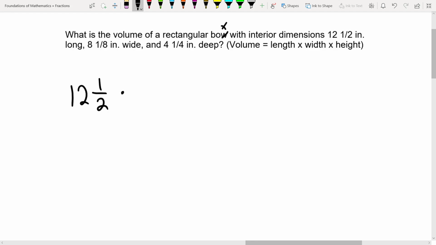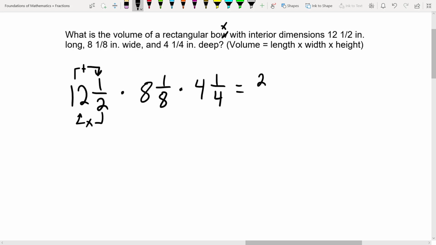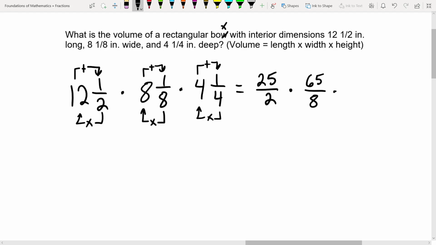12 1/2 inch long, 8 1/8 inch wide, 4 1/4 inch deep. These are all mixed numbers, so the first thing we should do is change them into improper fractions. 2 times 12 is 24, plus 1 is 25. 8 times 8 is 64, plus 1 is 65. 4 times 4 is 16, plus 1 is 17.